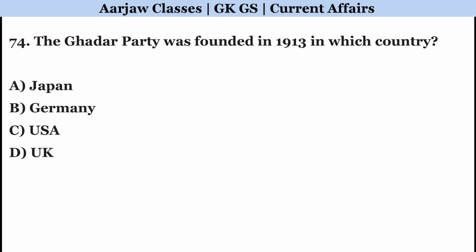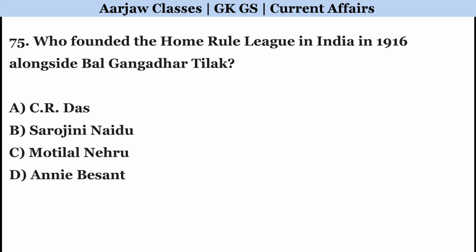The Ghadar Party was founded in 1913 in which country? Correct option is C. USA. Who founded the Home Rule League in India in 1916 alongside Bal Gangadhar Tilak? Correct option is D. Annie Besant.